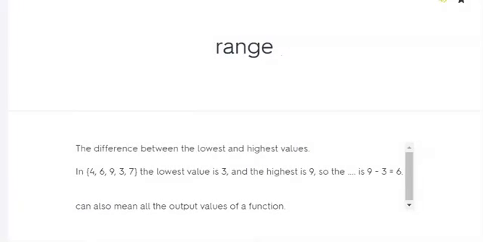Range. The difference between the lowest and highest values. In 4, 6, 9, 3, 7 the lowest value is 3 and the highest is 9, so the range is 9 minus 3 equals 6. Range can also mean all the output values of a function.